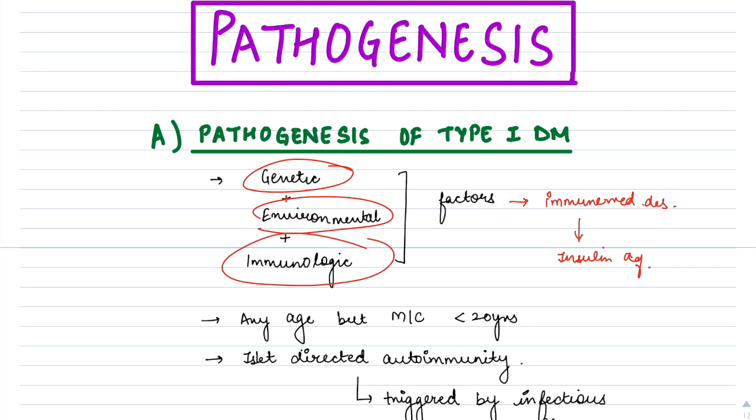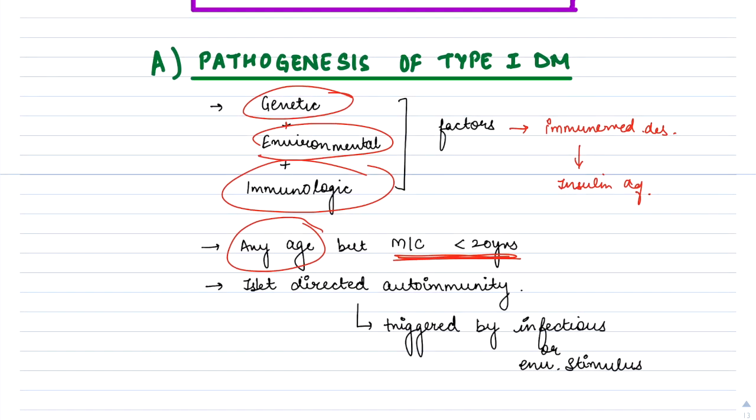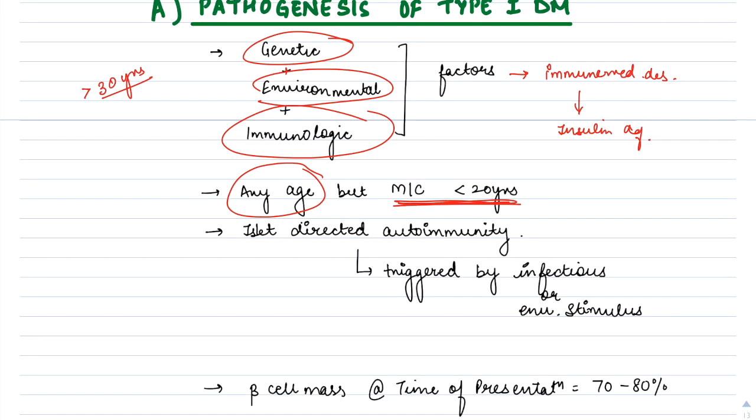Now, type 1 diabetes can present at any age, but most commonly it occurs in less than 20 years. Earlier, it was considered that type 1 diabetes usually occurs in only less than 30 years of age, and more so in less than 20 years. But now it has been discovered that 5 to 10% of the patients develop the autoimmunity at more than 30 years of age.